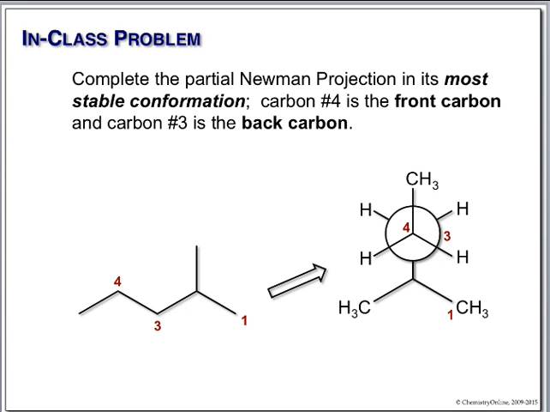Now, another nasty trick that I sometimes pull on an exam is to simply give you a Newman projection and ask you to name it. So you have to untangle it and then come up with a name. So make sure you can do it both directions.